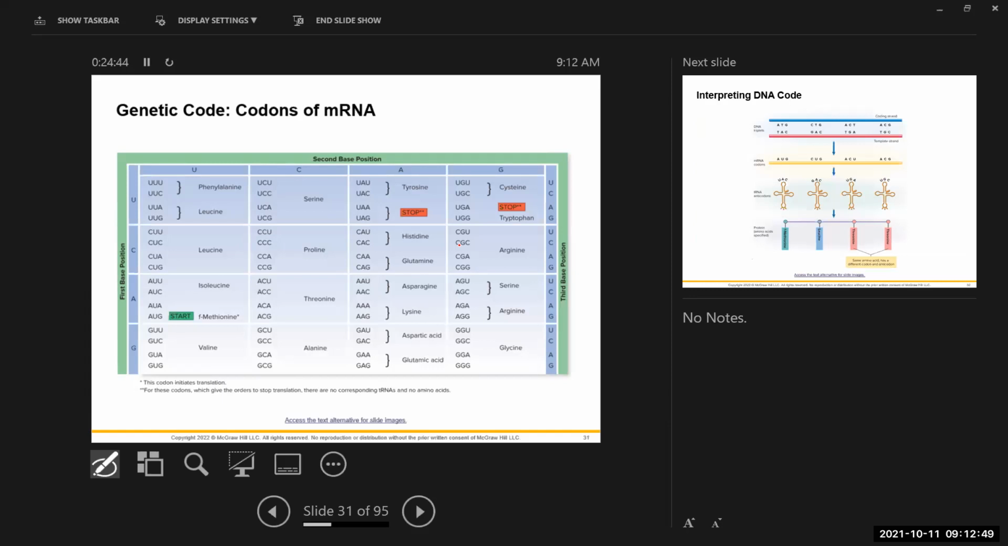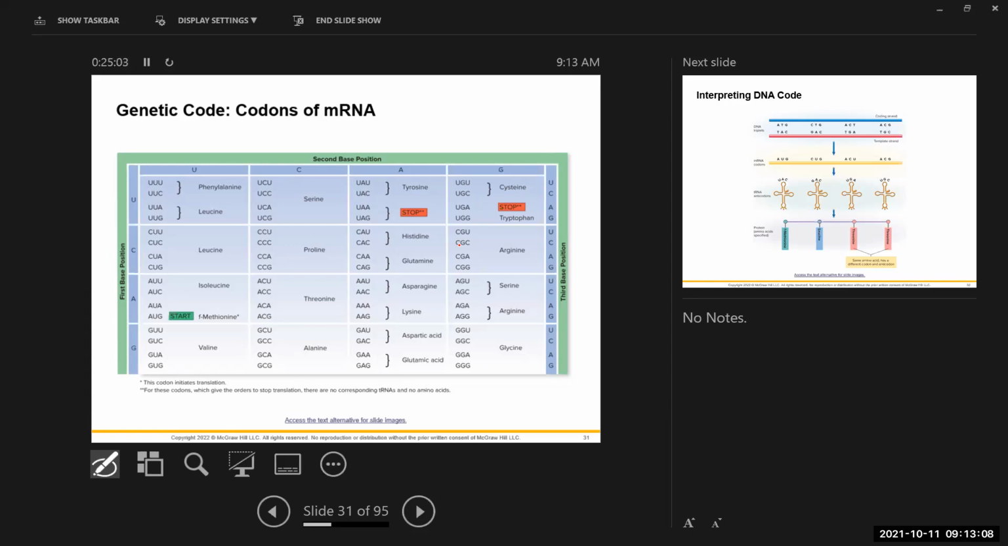So something like arginine is coded for by 6 different codons. Something like leucine is coded for by 6 different codons. Methionine is just coded for by 1 codon. Others are coded for by 2 or something like that.